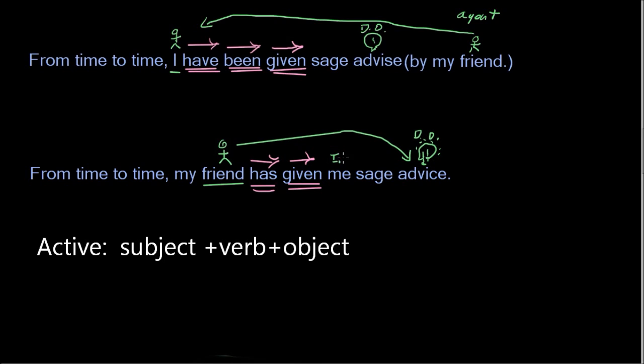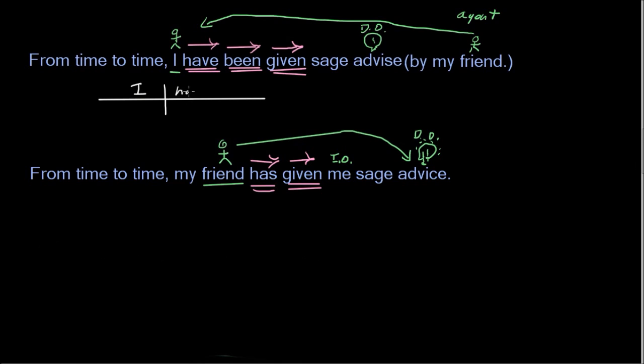Another lovely light bulb. And in this form of the sentence, me is the indirect object. So advice is the direct object, me is the indirect object. So let's go ahead and diagram this. See if it looks any different.